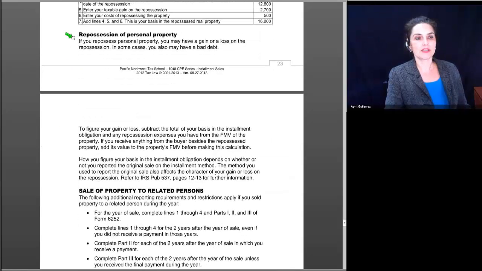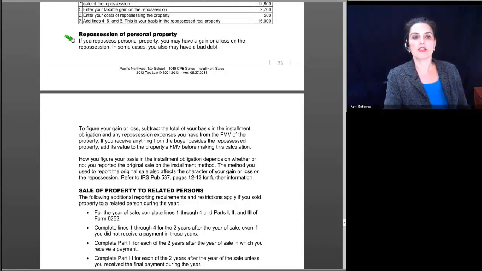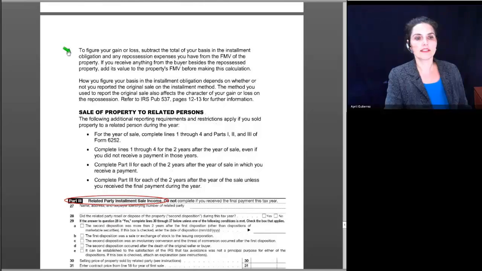Now here I'll just touch a bit on the repossession of personal property and how that differs. If you repossess personal property, you may have a gain or loss on the repossession. In most cases, you may also have a bad debt. To figure your gain or loss, subtract the total of your basis in the installment obligation and any repossession expenses you have from the fair market value of the property. If you receive anything from the buyer besides the repossessed property, you add its value to the property's fair market value before making the calculation.